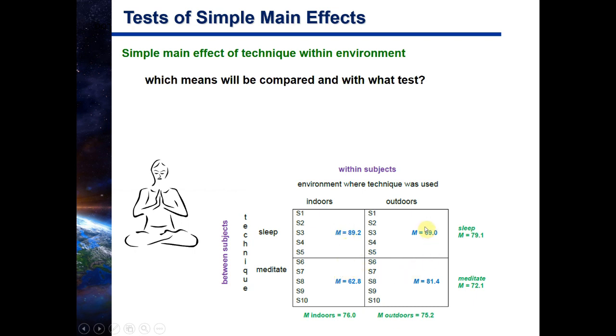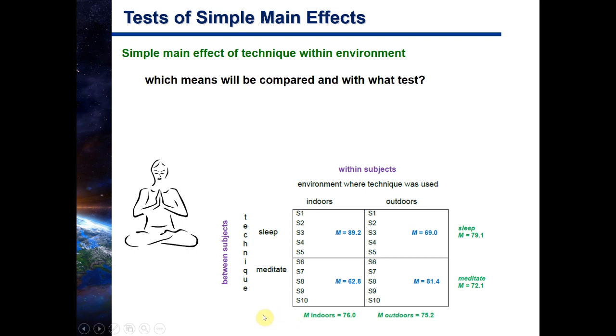Now we move over and we're going to compare sleeping to meditating, this time only within outdoors. So again, two means, different people in each mean. That's an independent t-test. Now, we could go the other way, which we'll get to in just a second.